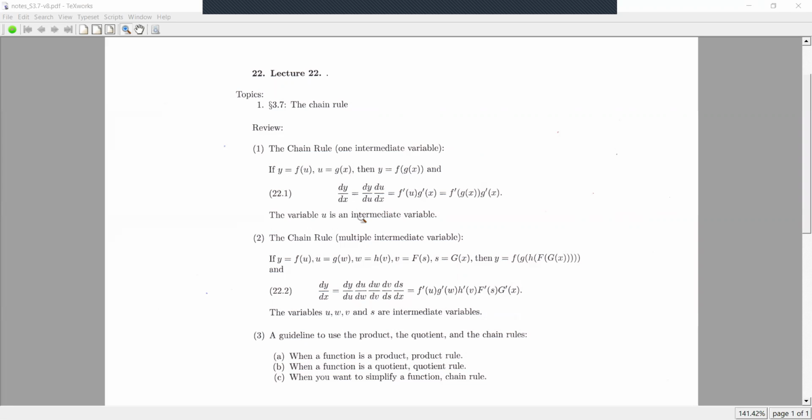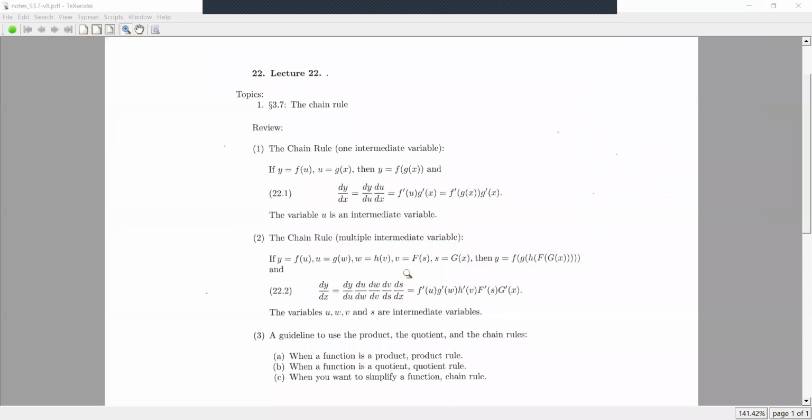The chain rule is easy to remember. If we cancel du from the denominator and from the numerator, then this is the left side of this equation.